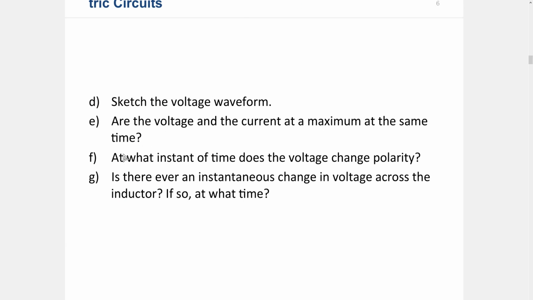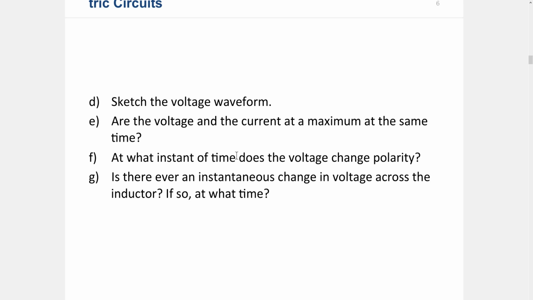Are the voltage and the current at a maximum at the same time? This is an interesting question. For instance, in resistors, V equals I times R. So whenever the voltage changes, the current follows. So when the voltage is maximized, the current is also maximized. However, in inductors and in capacitors, the voltage and the current relationship is pretty different. So we will see that we cannot reach the voltage maximum and the current maximum at the same time. There will be some difference in time, which is called the phase difference, for these maximum points.